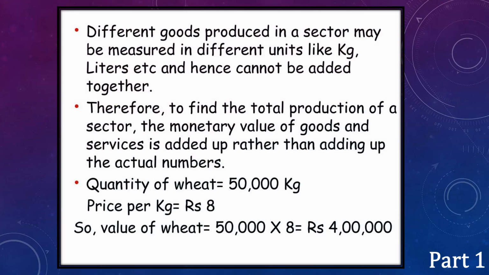Different goods produced in a sector may be measured in different units like kgs, liters, etc. Hence they cannot be added together. Therefore, to find the total production of a sector, the monetary value of goods and services is added up rather than adding up the actual numbers. Example, quantity of wheat is equal to 50,000 kgs. Price per kg is rupees 8. So value of wheat is 50,000 into 8 is equal to 4 lakh rupees. So 4 lakh will be counted in as the final value.